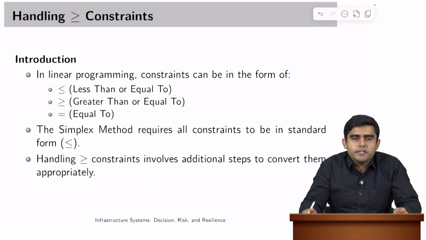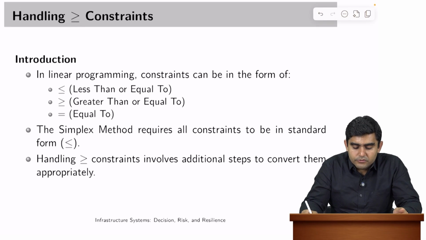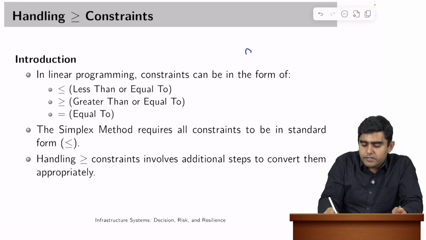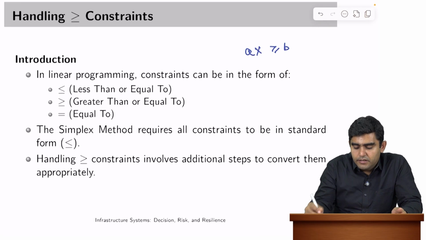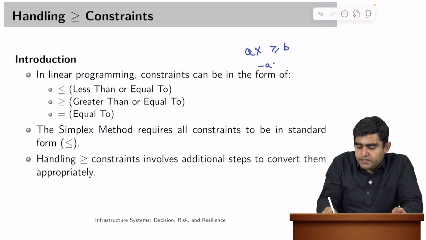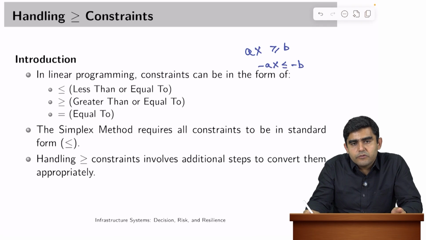Now, on similar lines, we can also talk about handling greater than equal to constraints. So, one way to handle greater than equal to constraint, so if I have a constraint of form Ax greater than equal to b, I will multiply both sides with minus and I can have this constraint as minus Ax less than equal to minus b, and then again I have negatives on both sides.